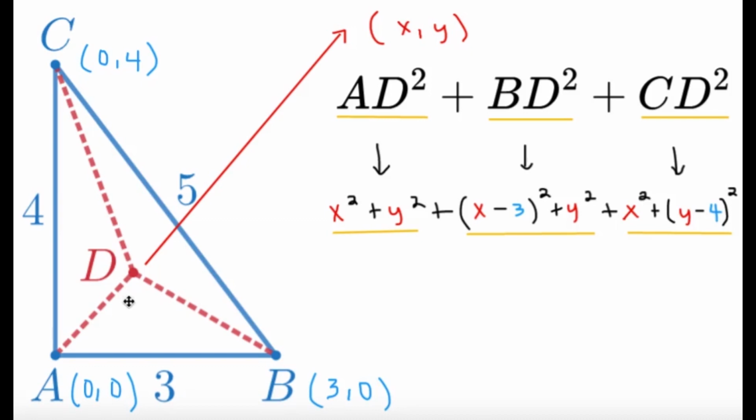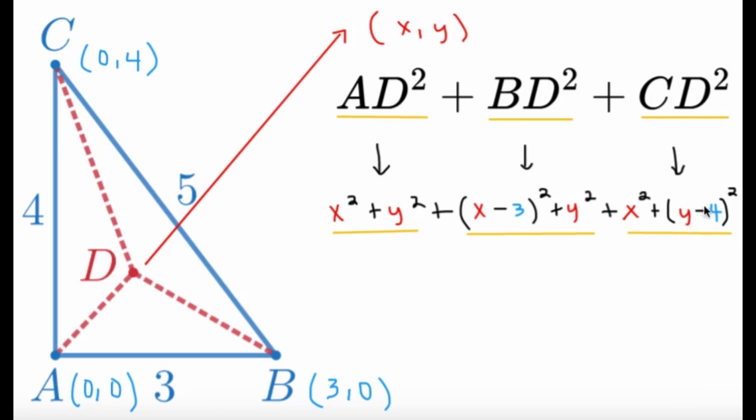But here's where the motivation comes in. We're getting the sum of the squares of AD, BD, and CD, so there won't be annoying square roots for the distances, because the distance formula is technically Pythagorean. So AD squared, using the distance formula, is x squared plus y squared. BD squared becomes (x minus 3) squared plus y squared, and CD squared becomes x squared plus (y minus 4) squared.